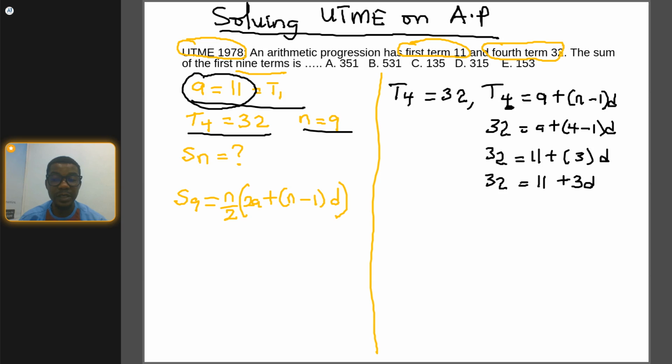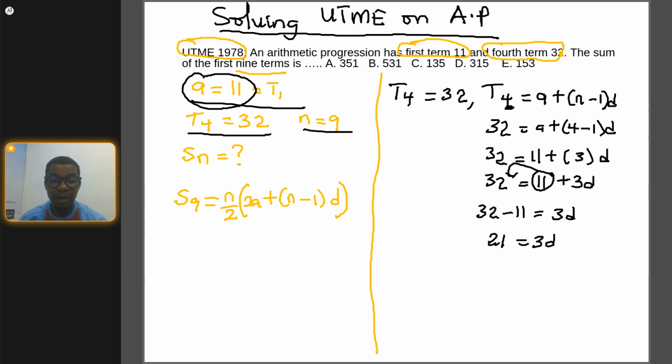11 plus 3d. By collection of like terms, if we have this 11 cross the equal sign, we are going to have 32 minus 11 equals 3d. Subtracting 11 from 32, we are going to have 21 equals 3d.